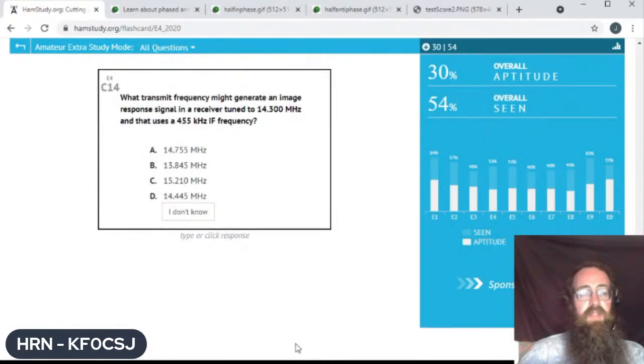Okay, last question. What transmit frequency might generate an image response in a receiver tuned to 14.300 megahertz and uses a 455 kilohertz IF frequency?